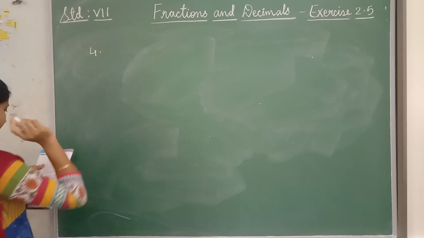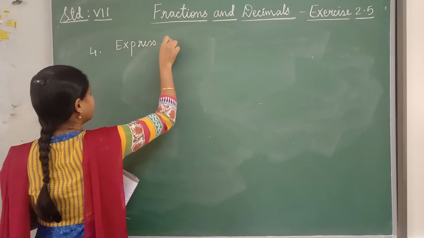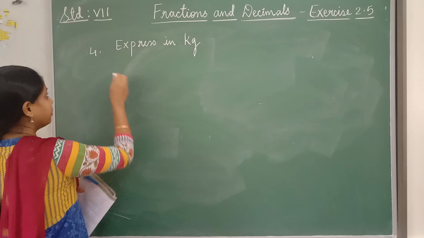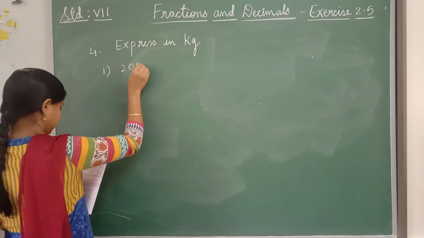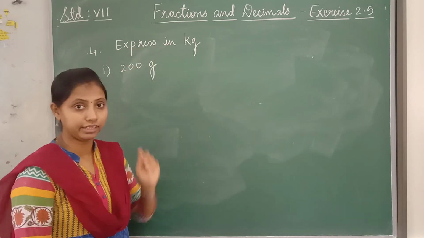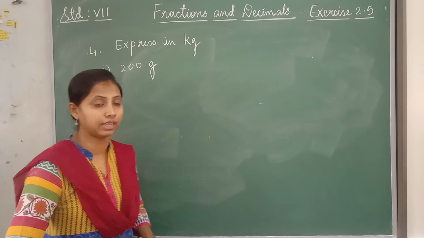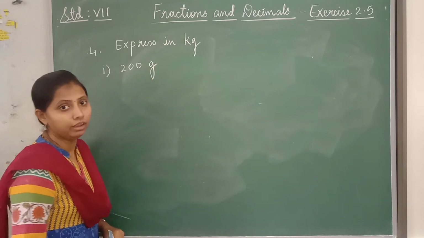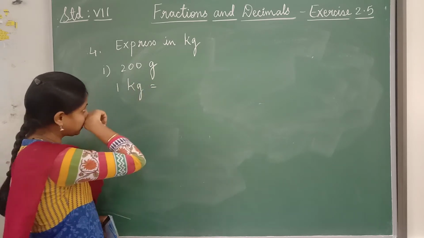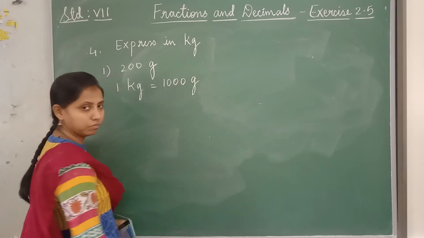The fourth question is express in kg, that is kilogram. The first one is 200 gram. You have to express 200 gram in kgs, children. Again for this you must know the conversion factor. That is, 1 kg is equal to how many grams? Yes, kg is a greater unit. 1 kg is equal to how many grams, children? 1 kg is equal to 1000 grams.